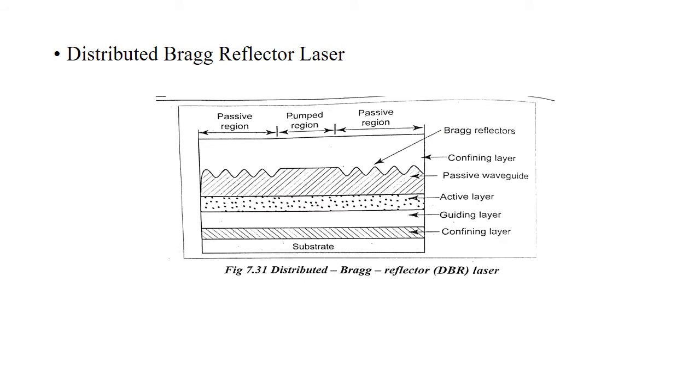Next one is the distributed Bragg reflector laser. In a DBR laser, the gratings are located at the ends of the normal active layer of the laser to replace the cleaved end mirrors used in the Fabry-Perot optical resonator.